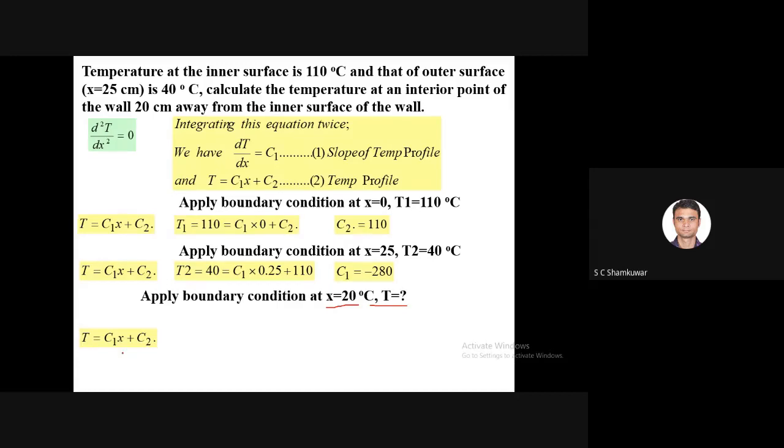So again use equation 2. So T is equal to C1x plus 20. We know now C1. C1 is minus 280. X is 0.2, 20 centimeter given. Okay.